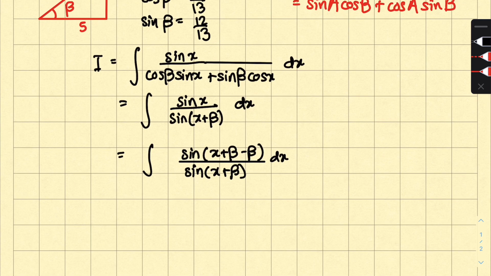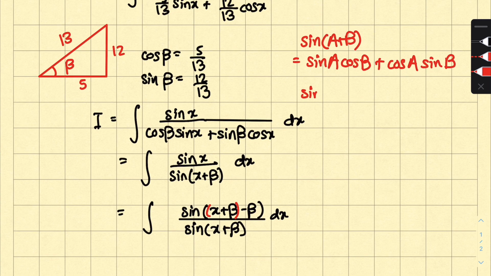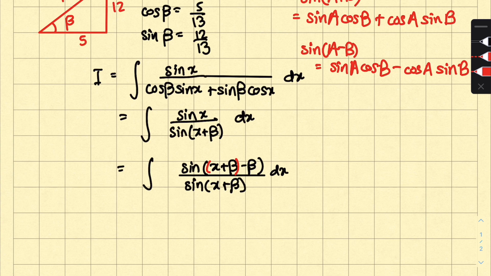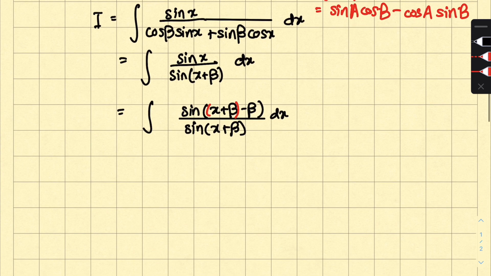Because I can expand this out using the counterpart for this, sine of a minus b, which is sine a cos b minus cos a sine b. And a in our case is this bracketed term x plus beta, and b is the beta. So just directly using that identity, we can significantly simplify and split the integral over this minus sign by linearity.